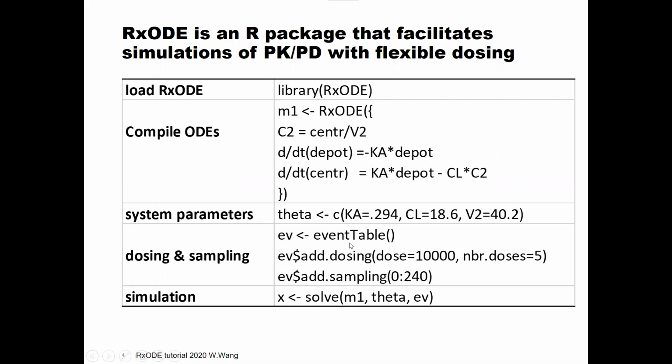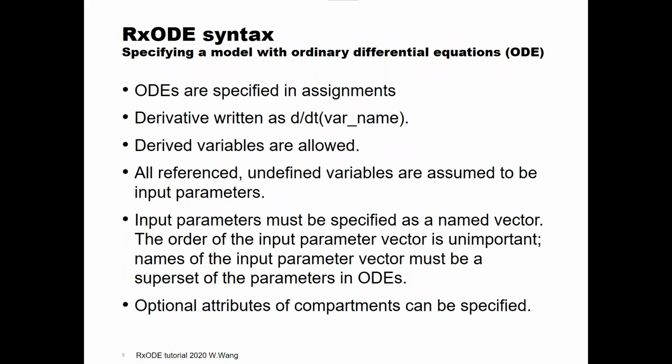And you need to create an R object called EventTable. So this is a place that you specify your dosing regimen and where you want to do the samples. And afterwards, there is a method with the compiled RxODE object. We call that solve. You call this solve method to do simulation. Let me get into the details of RxODE. First, about the syntax.